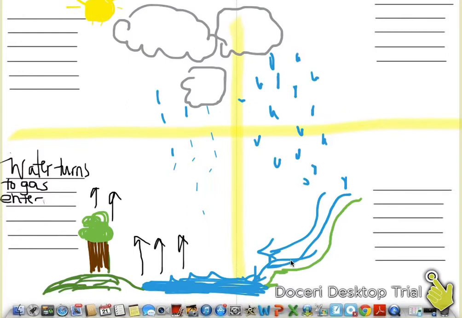Entering the atmosphere. But not right now, we're just writing this definition. Entering the atmosphere from what? From the body of water and trees. Body of water and plants, that's fine.